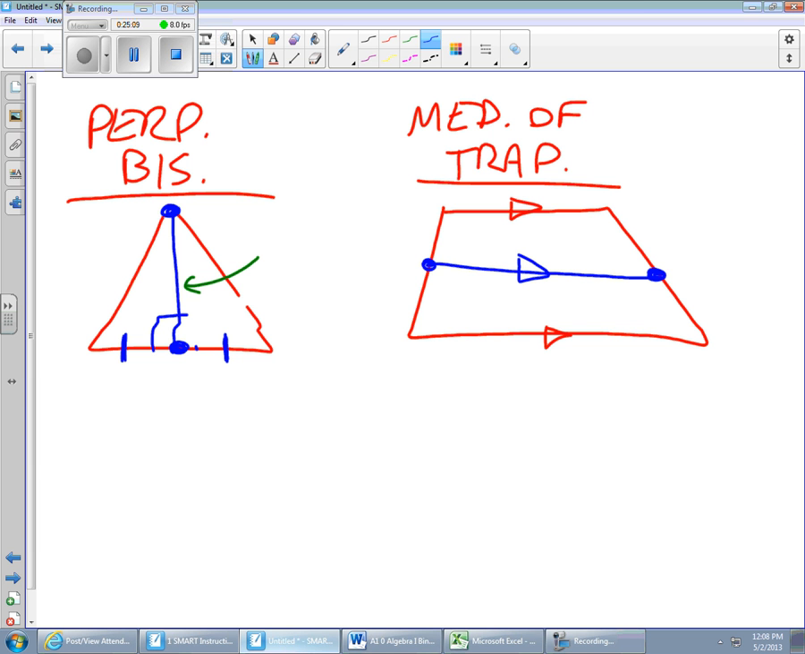And a median of a trapezoid, its main property is that whatever the length of one of your bases is, and whatever the length is of your other base, if you take the average of them, then you get the length of the median. So that guy right there, that is your median. That is what the thing actually is. Median of a trapezoid, it is that guy right there.